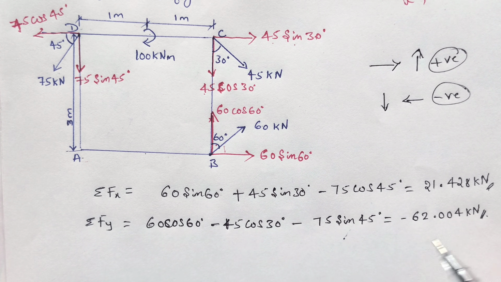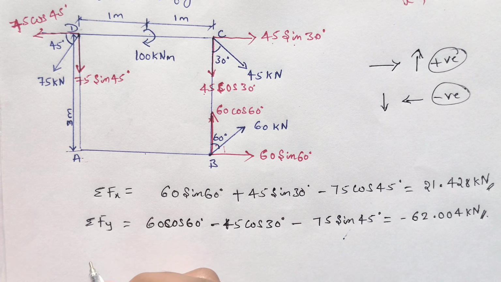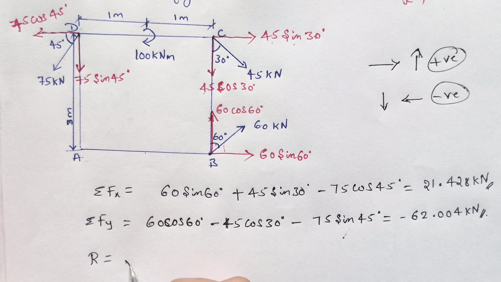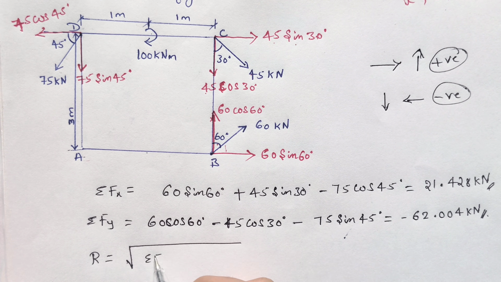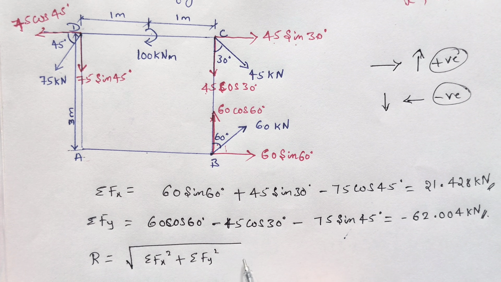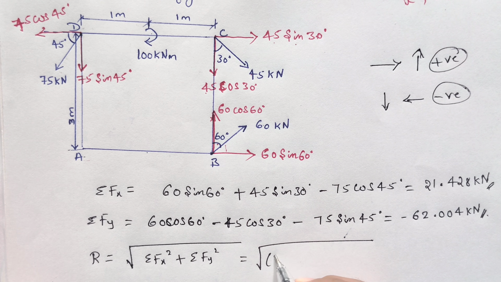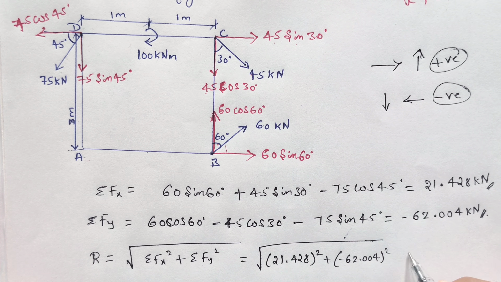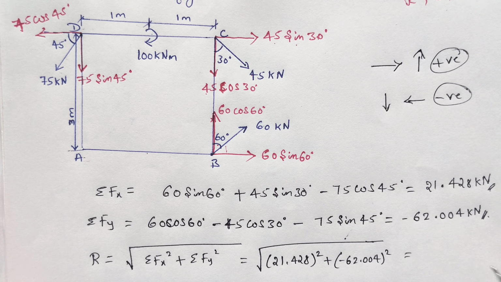Okay, so now they asked us to find out the magnitude, that is magnitude of the resultant. We know the formula: square root of sigma Fx square plus sigma Fy square. Substitute these two values, 21.428 square plus minus 62.004 square. How much you will get?